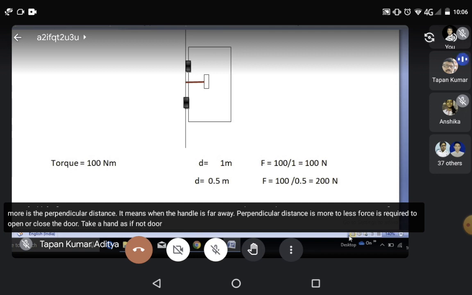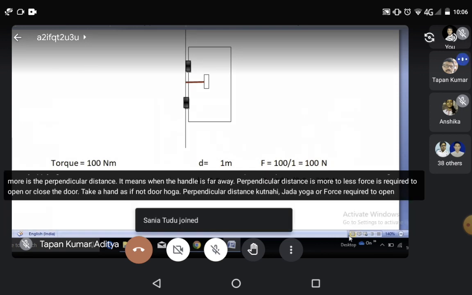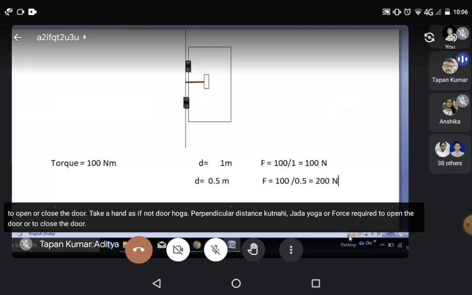ठीक है, हैंडल जितना दूर होगा, perpendicular distance उतना ही ज्यादा होगा, और force required to open the door or to close the door will be less. ठीक है? I hope you understand.